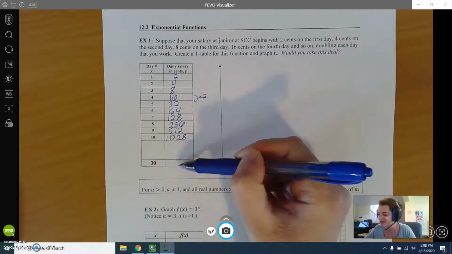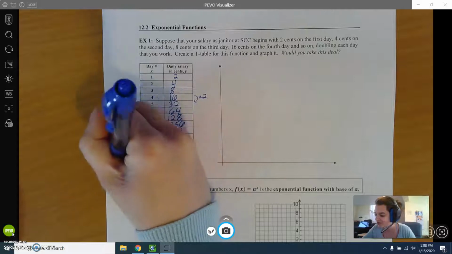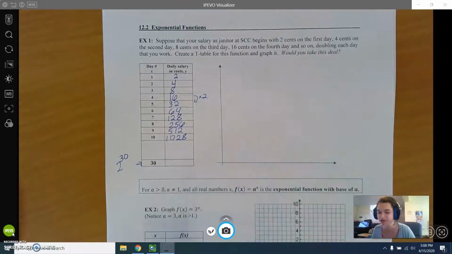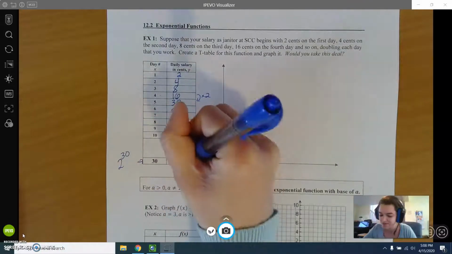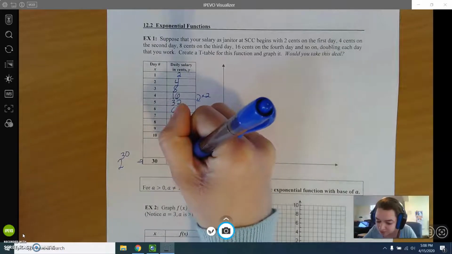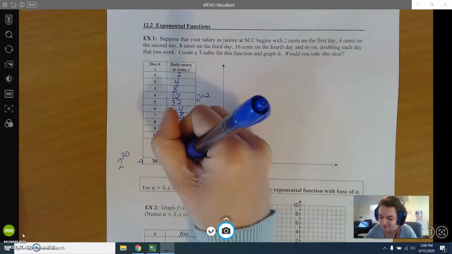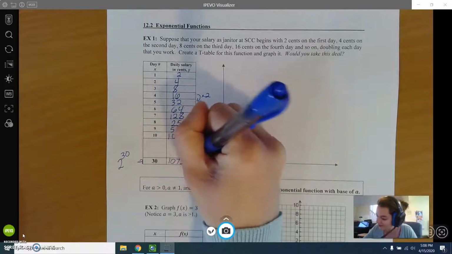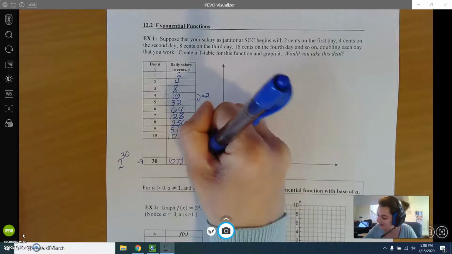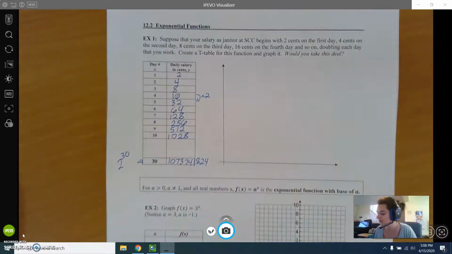So, if we want to just do day 30, the fast way to do it would be to do 2 to the 30th, which you guys can type into your calculator quickly if you'd like to. And you're going to get a really big number. So if you type it into your calculator, you're going to get 1,073,741,824. So quite a large number on day 30.